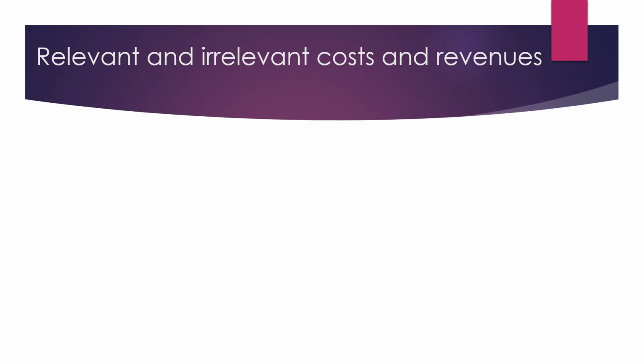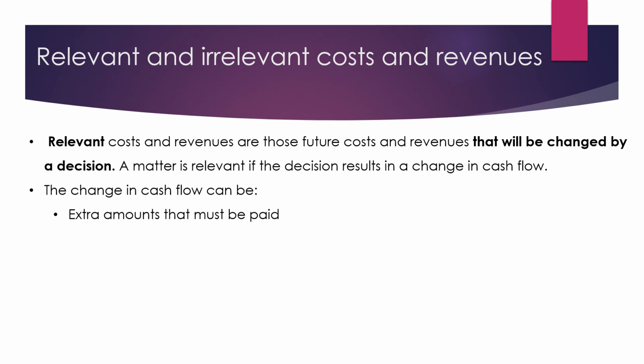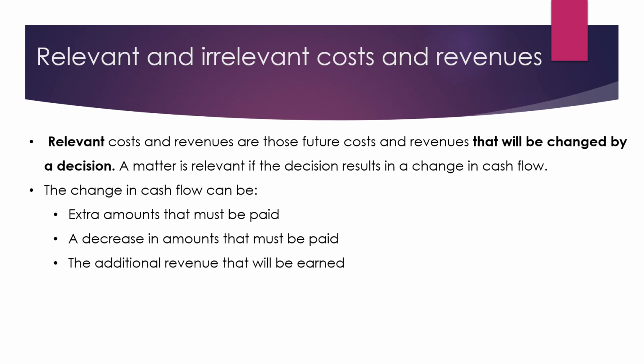Now let's see the relevant and irrelevant costs and revenues. Relevant costs and revenues are those future costs and revenues that will be changed by a decision. A certain matter is relevant if the decision results in a change in cash flow. The change in cash flow can be either an extra amount that must be paid or a decrease in the amount that must be paid when it comes to cost, or an additional revenue that will be earned, or a decrease in revenue that will be earned.